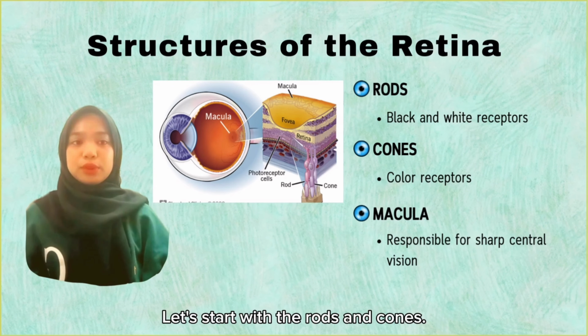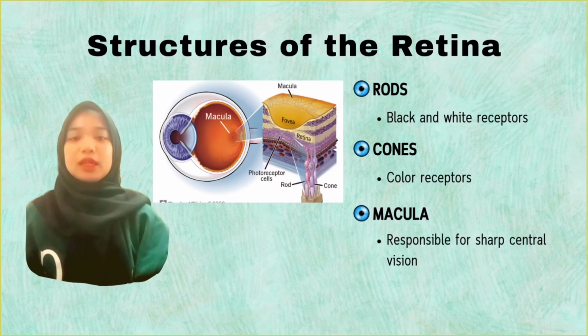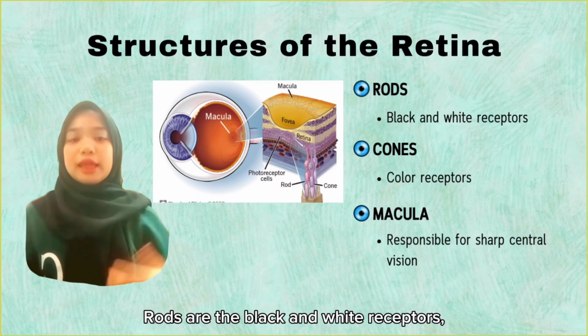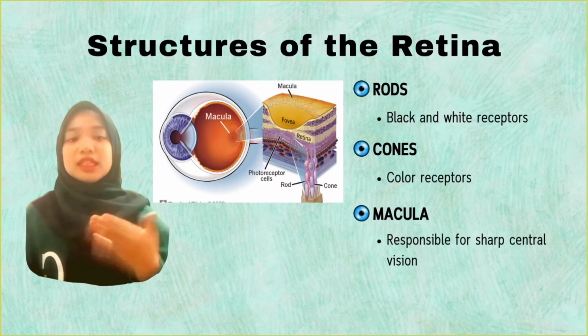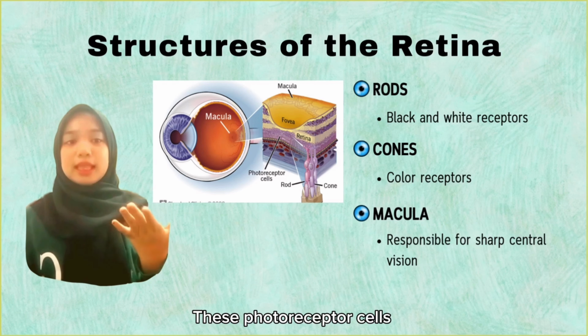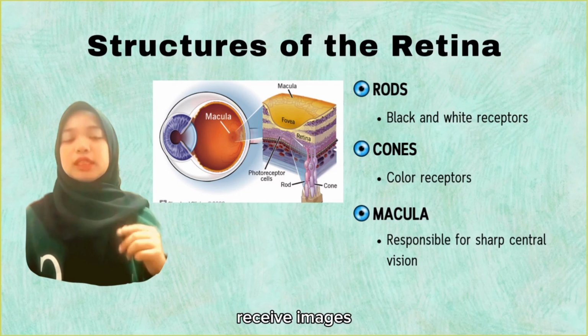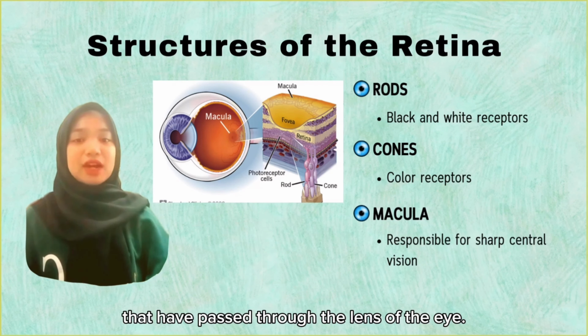Let's start with the rods and cones. Rods are the black and white receptors, while cones are the color receptors. These photoreceptor cells receive images that have passed through the lens of the eye.